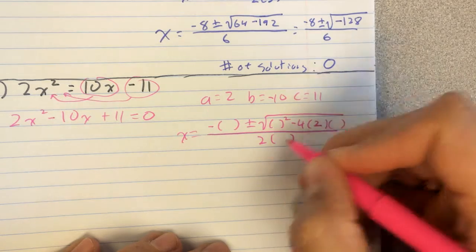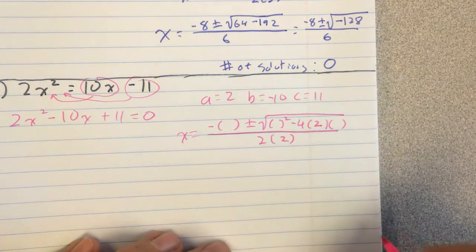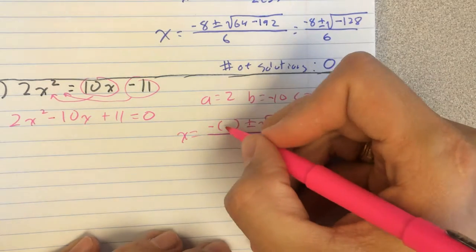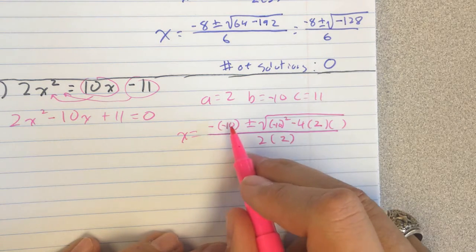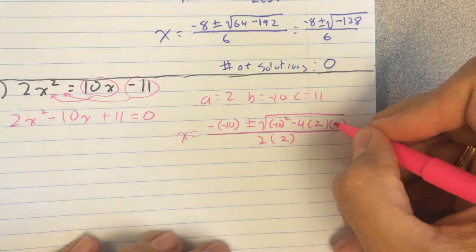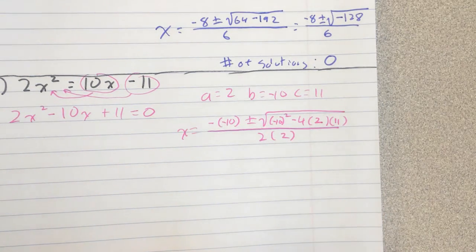For a is right here, the 2, and a is at the bottom. My b's are the first ones, -10, -10. And tricky one here with 2 negatives to start it off with, and c is a single one at the end of the discriminant.